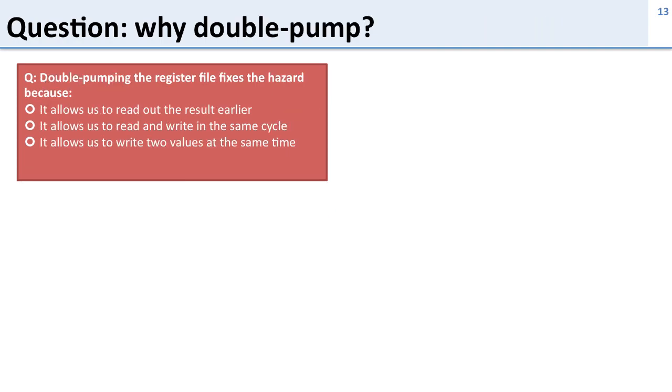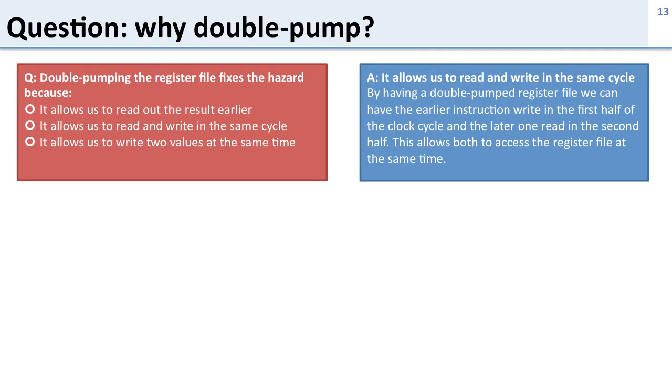So why does double pumping the register file fix this hazard? Well, the answer is it allows us to read and write in the same cycle. And this is the problem we have. We have an earlier instruction that's at a later point in the pipeline that wants to write while our current instruction wants to read. And they do this in the same clock cycle. And so by double pumping, we can do both the write and the read in the same clock cycle.